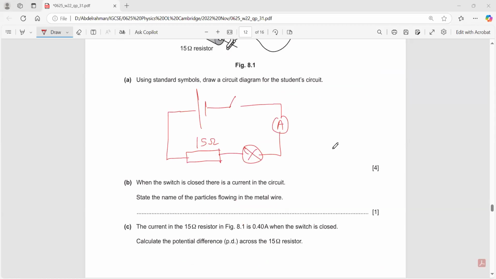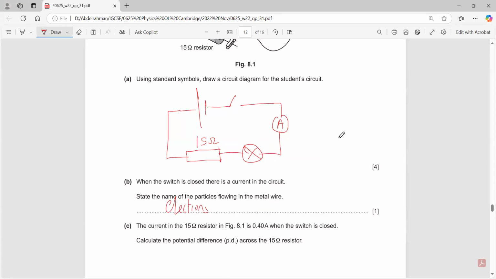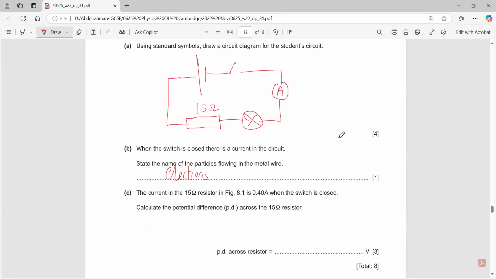When the switch is on, state the name of the particles flowing in the metal. Yes, in the metal wire, they are electrons. The current in the 15 ohm resistor is 0.4 amps. When the switch is closed, calculate the potential difference across the 15 ohm resistor.